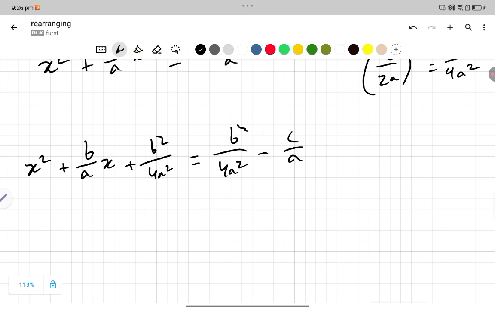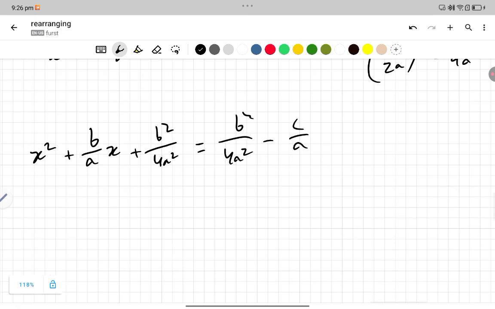How can we combine them? Well, we have to make the denominator the same. What's this missing that this has? A 2a. Oh no, 4a. It's missing 4a. So this equals b squared minus 4ac over 4a squared. Okay.